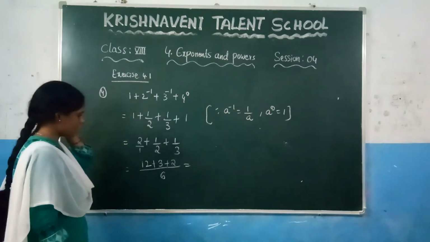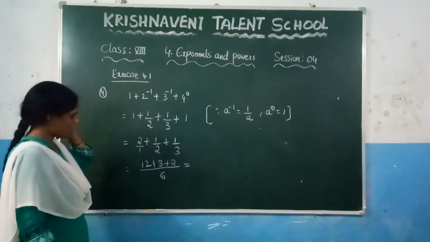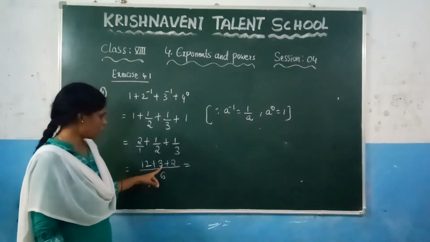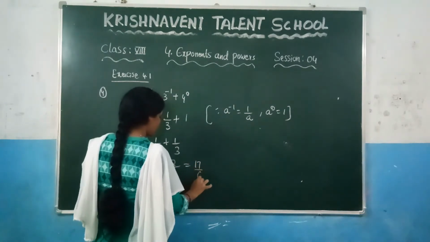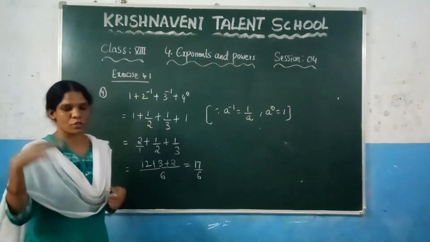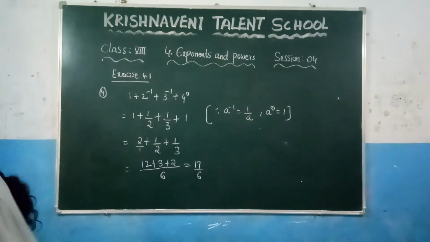Now what you will get here? Just add it. What you will get here? 12 plus 3 which is 15. 15 plus 2 which is 17. So you will get here 17 by 6. Like this you need to solve. Now see the next question.